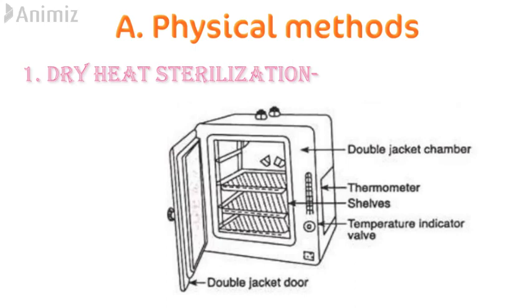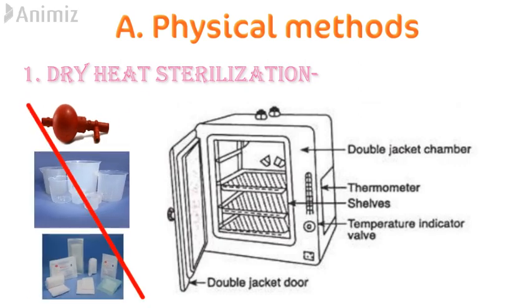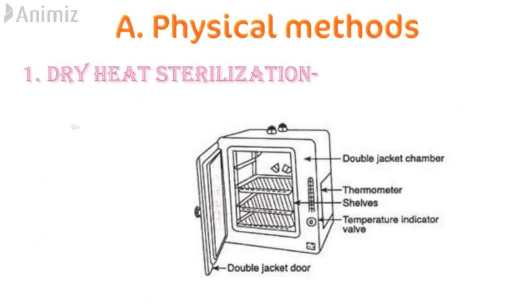This is basically done by using a hot air oven, which is a double walled jacketed chamber consisting of shelves to keep the material. It has a heating element at the bottom and a fan to circulate the hot air inside the chamber. Materials made of rubber, plastic, and surgical dressings are not sterilized by using hot air oven.